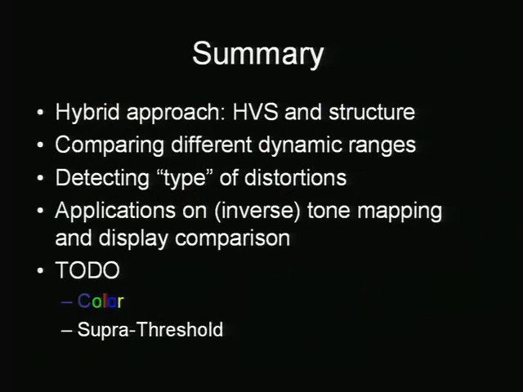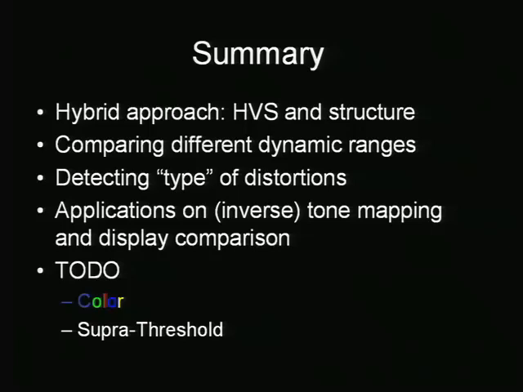So in summary, I presented a dynamic range independent image quality metric. And our approach is a hybrid between the human visual system-based and structure-based metrics. The main advantage of our metric is that it can compare images with different dynamic ranges. And we do not only detect the existence of distortions, but also their type. I presented applications to evaluation of tone mapping operators, inverse tone mapping operators, and display comparison.